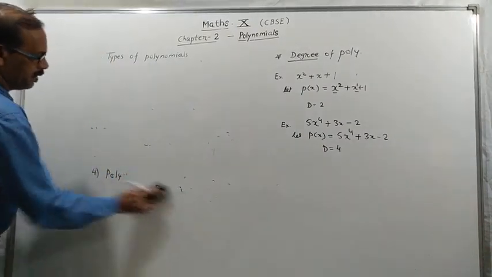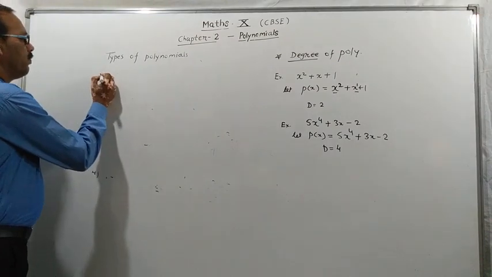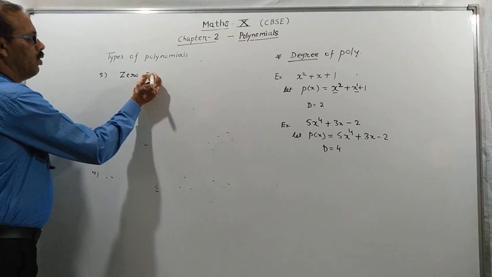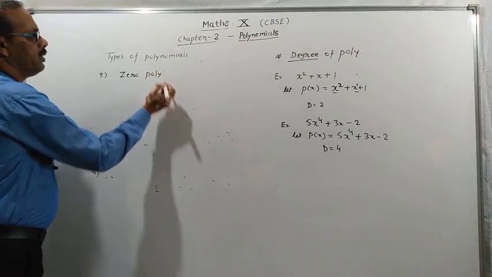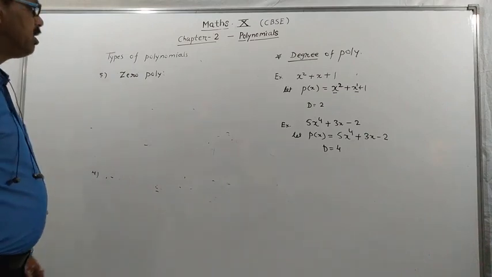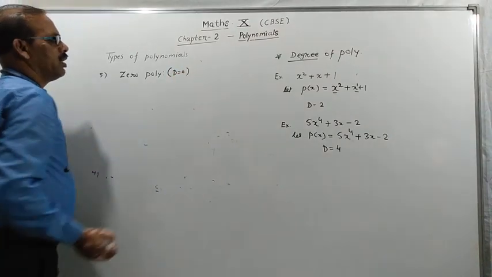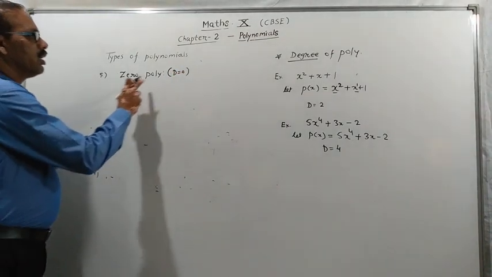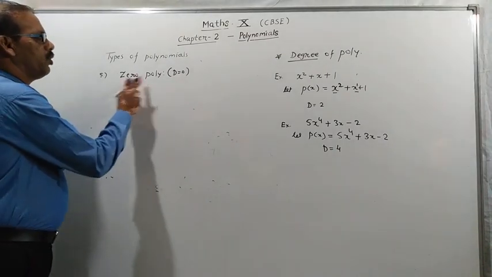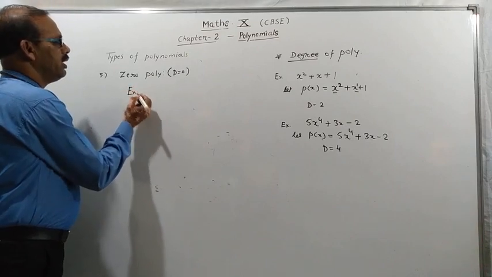Now, in this type, we take the number 5, which is called a zero polynomial. What do you mean by the zero polynomial? Any polynomial whose degree is 0, we find out how the degree is 0. If the degree is 0, such a polynomial is known as a zero polynomial. We take the example of a zero polynomial as any number.